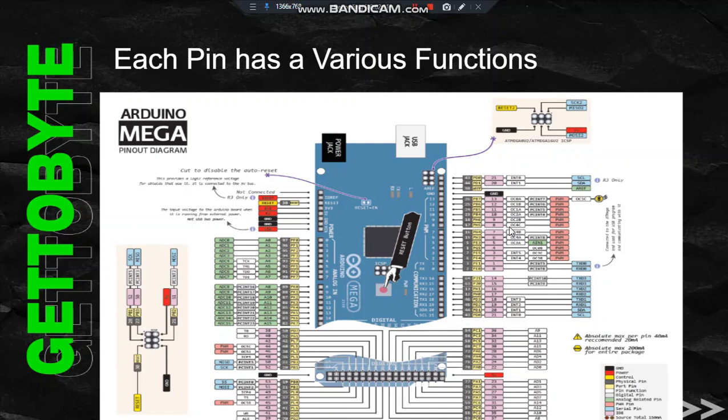Okay, so each pin has some acronyms written along with it. Each acronym corresponds to a function. That function corresponds to a peripheral, and each peripheral has a set of registers through which we can enable or disable those functions.